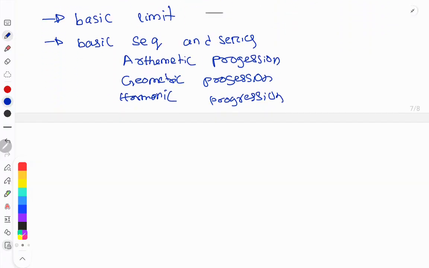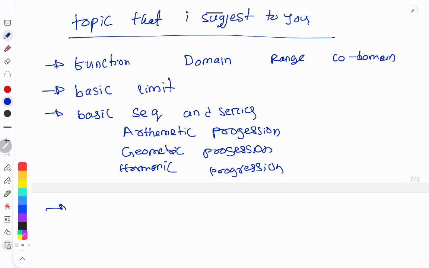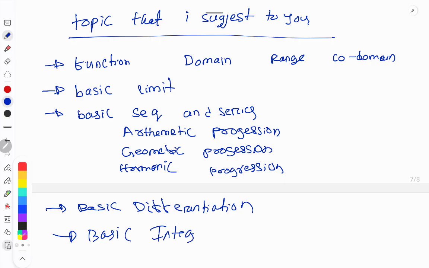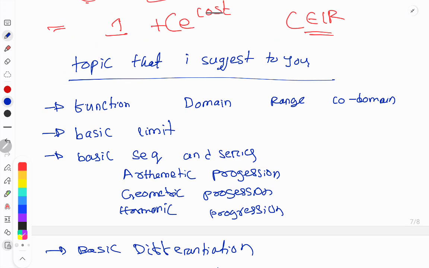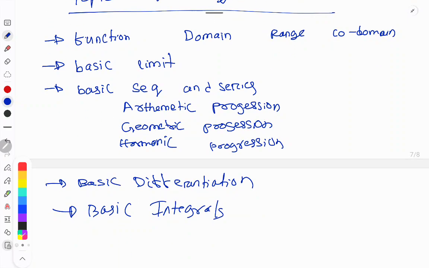Then after finishing this one, basic differentiation and basic integral. That's it. You just need these topics to study the calculus part.